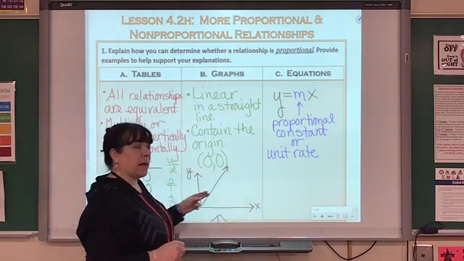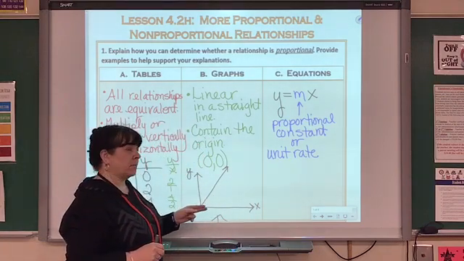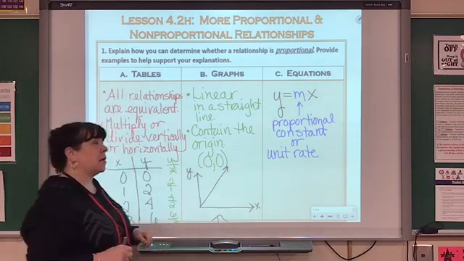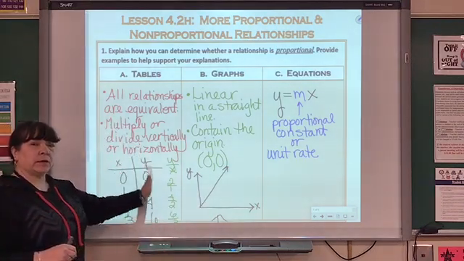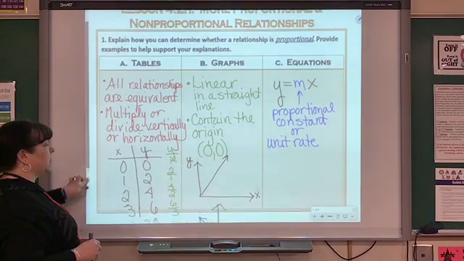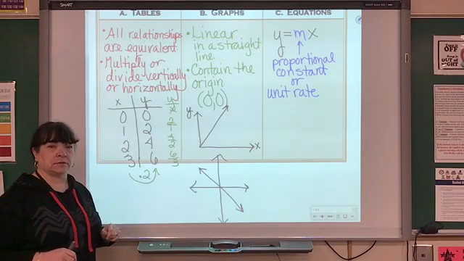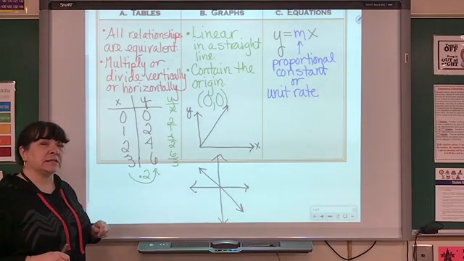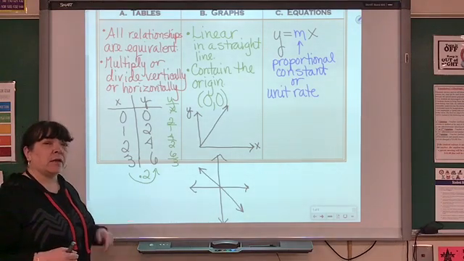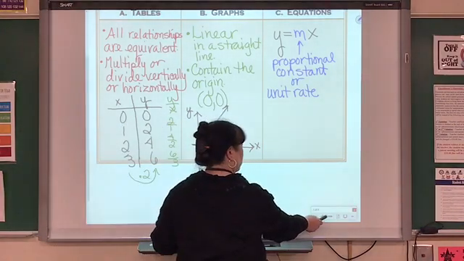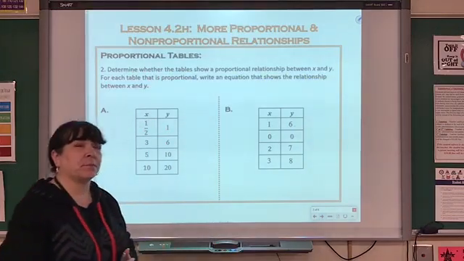And going back to our graph, it's always y equals something times x. Going back to our table, how do we get y? We multiply x by the proportional constant. So these are the things that we would be looking for to make sure that a relationship is proportional. And that's what we're going to do with our next few examples.